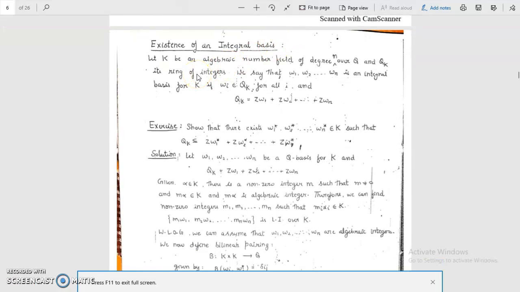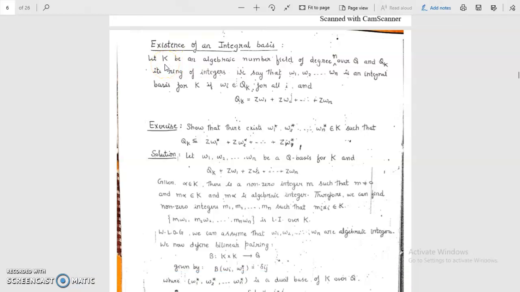Good evening, students. Today our topic is existence of an integral basis. Here we take K as an algebraic number field of degree n over Q and O_K its ring of integers. Then we say that ω1, ω2, up to ωn is an integral basis of K if every element of O_K can be written as Zω1 plus Zω2 plus up to so on Zωn.